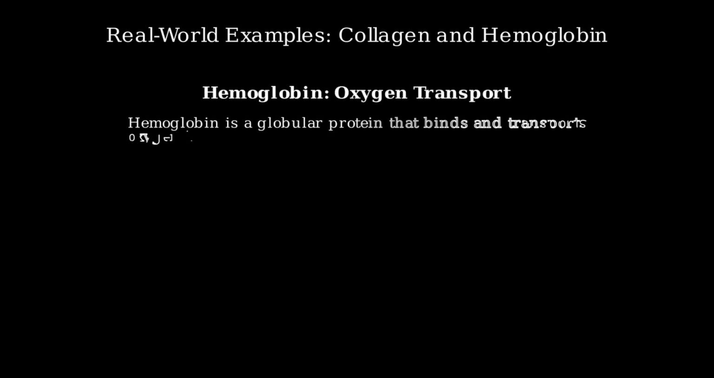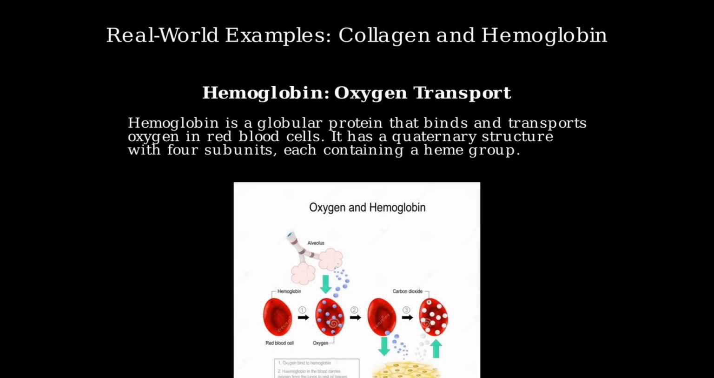In contrast, hemoglobin is a globular protein specialized for oxygen transport in the bloodstream. Each red blood cell contains about 250 million hemoglobin molecules. The protein consists of 4 polypeptide subunits, 2 alpha chains, and 2 beta chains, arranged in a quaternary structure. Each subunit contains a heme group with an iron atom that can bind 1 oxygen molecule. When all 4 heme groups are loaded with oxygen in the lungs, the hemoglobin changes shape slightly, making it easier to release oxygen to tissues that need it.